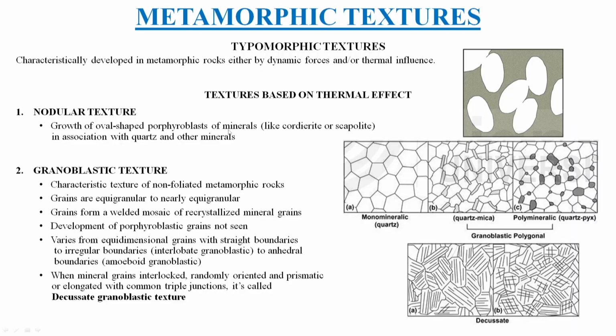But if it has some character, or relict grains from its earlier protolith, in that case it will be considered as porphyroclast. So, the growth of oval shaped porphyroblast, and you think blast means, again it is strictly of metamorphic origin, it has no relation with the protolith of that particular metamorphic rock. So, your oval shaped porphyroblasts of minerals like cordierite or scapolite in association with quartz and other minerals like this.